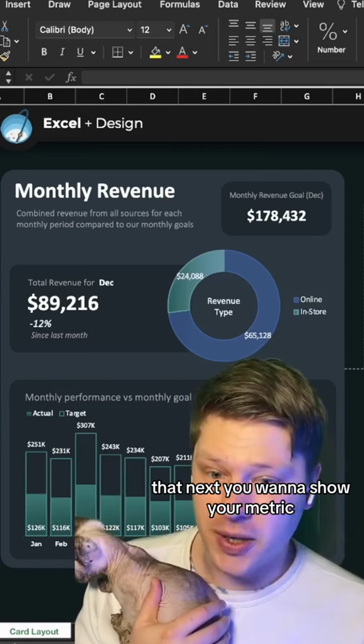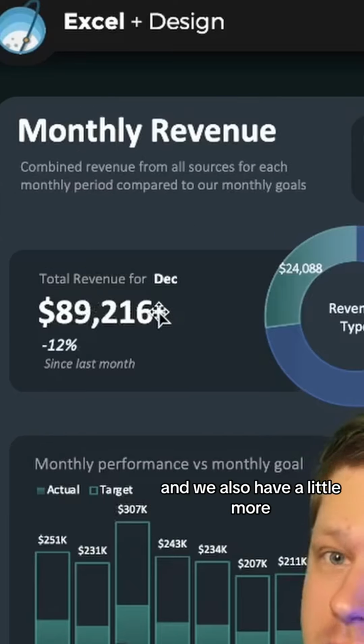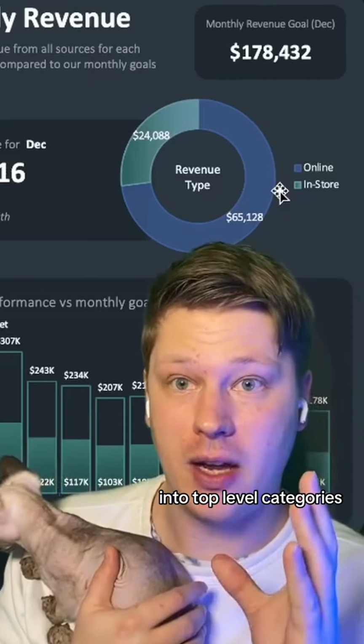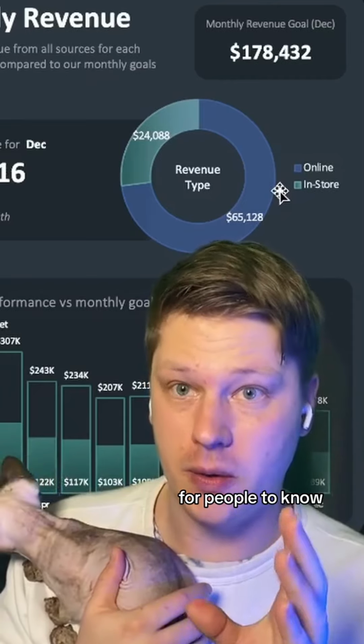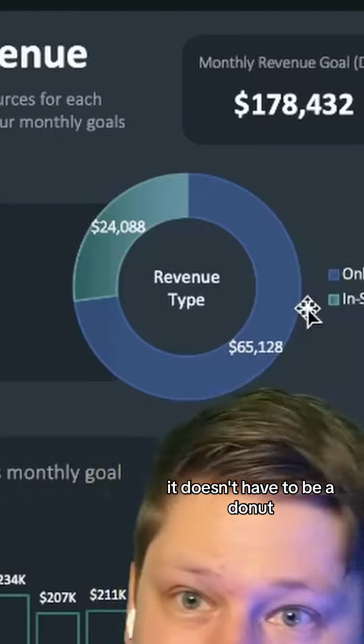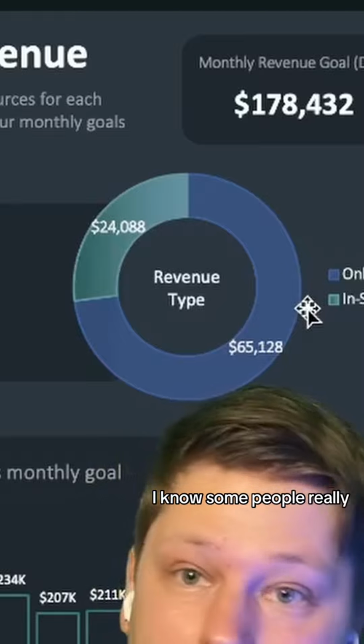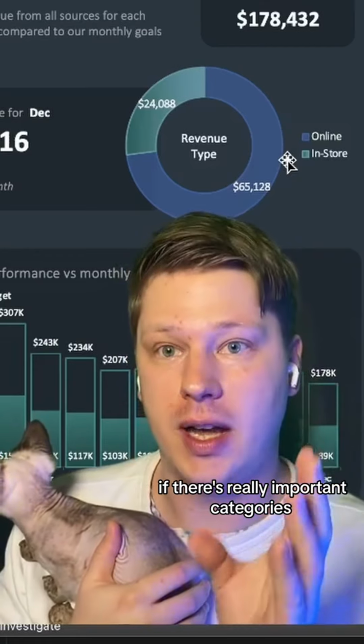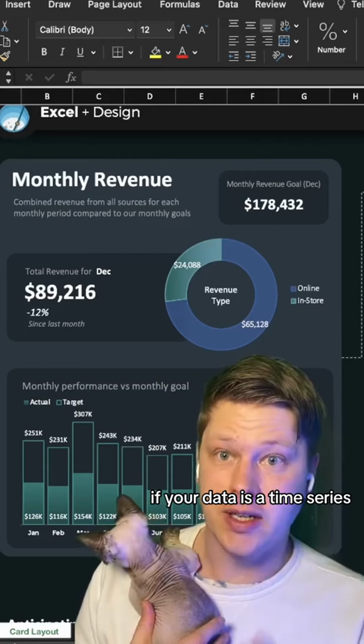Next, you want to show your metric. So we've got our metric here, and we also have a little more contextual information. If your metric is broken down into top-level categories that are really important for people to know, show a breakdown. It doesn't have to be a donut or a pie chart like this. I know some people really hate donut and pie charts, but show some kind of breakdown if there's really important categories. If your data is a time series, show it over time.